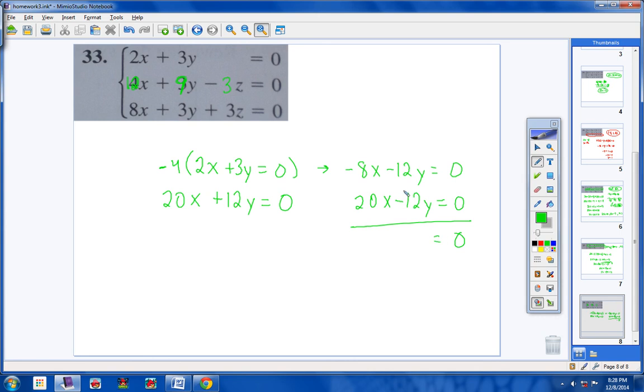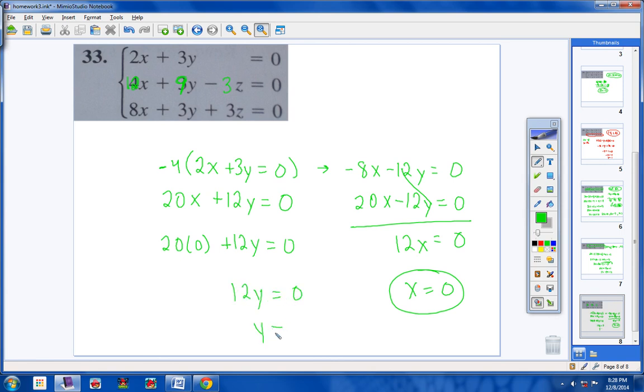These cancel, and you get 12x. Divide both sides by 12. X equals 0. Now come over here where the x is, put in 0. 20 times 0 is 0. 0 plus 12y is just 12y. Divide both sides by 12. Y equals 0.